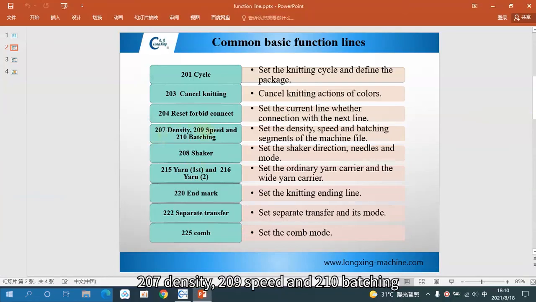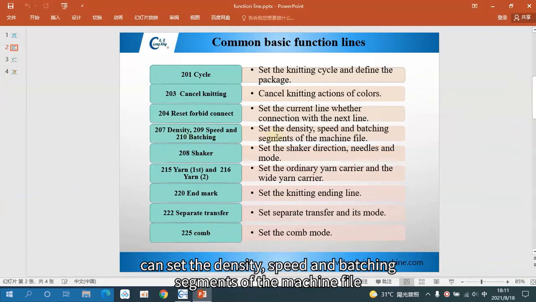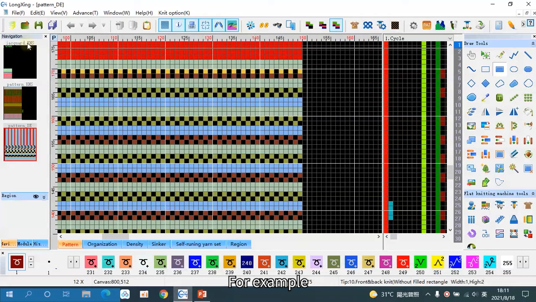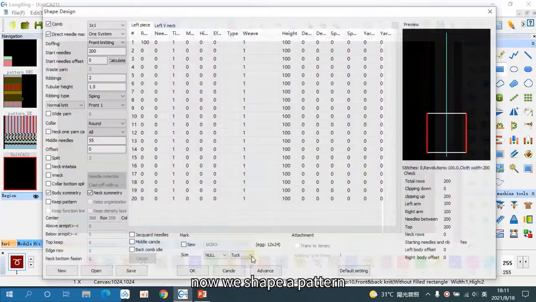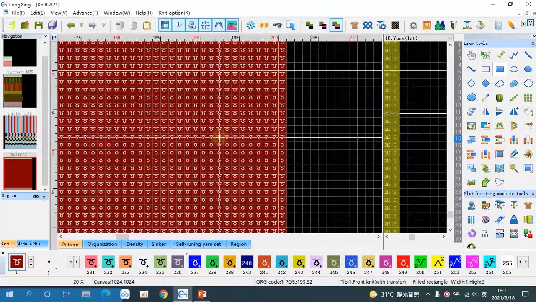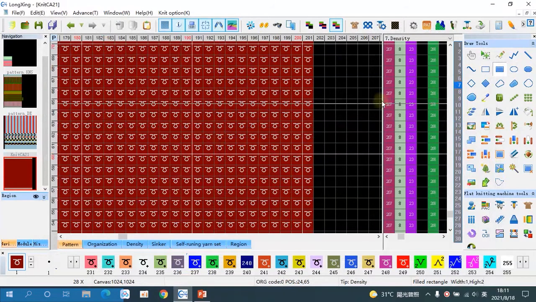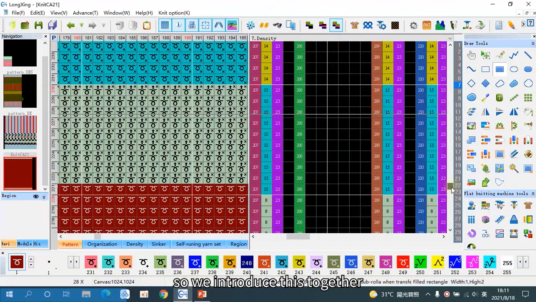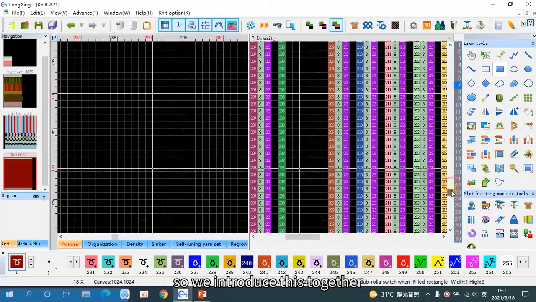207 density, 209 speed, and 210 batching can set the density, speed, and batching segments of the machine file. Those function lines are of the same type. They are all knitting parameters, and the set segments are identical in general. For example, now we shape a pattern. Now you can see the density, speed, and batching numbers are similar, so we introduce this together.